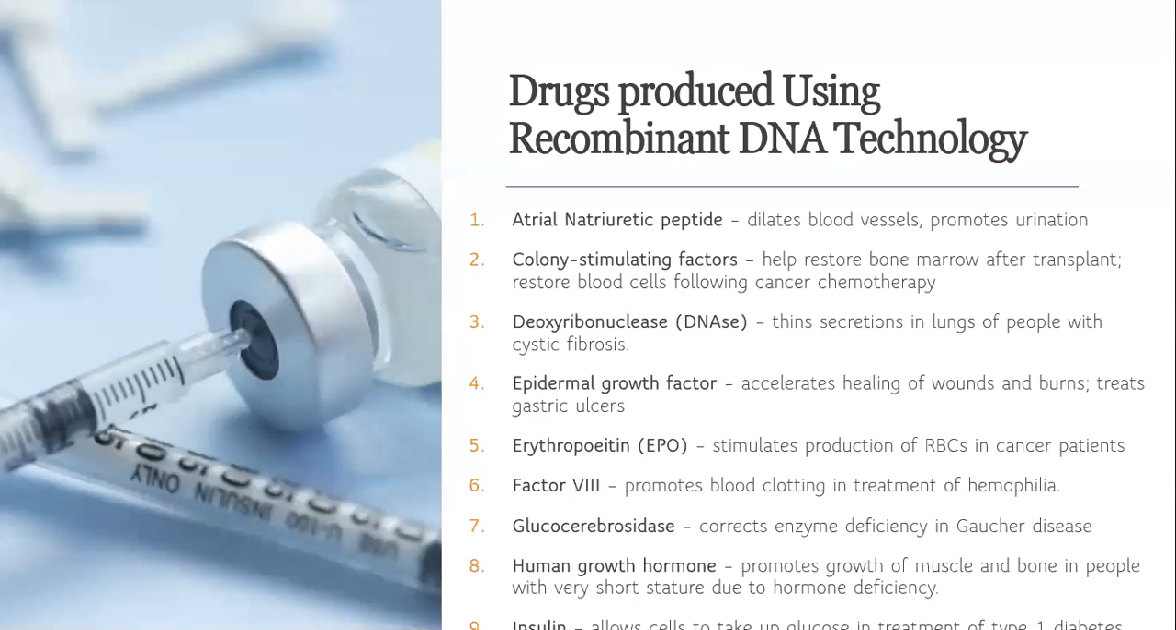The first one is the atrial natriuretic peptide that dilates blood vessels, promotes urination. We also have the CSF that helps restore bone marrow after transplant and restore blood cells following cancer chemotherapy. We also have DNase and the epidermal growth factor that accelerates healing of wounds and burns and can also be used to treat gastric ulcers. We also have the EPO that stimulates the production of the RBC and factor 8 for blood clotting treatment for hemophilia.